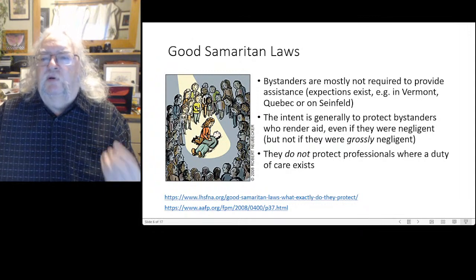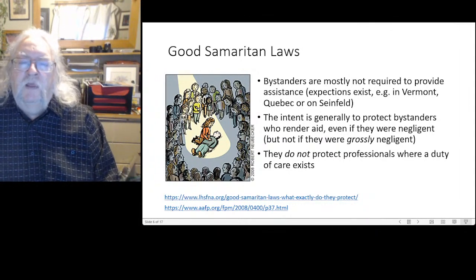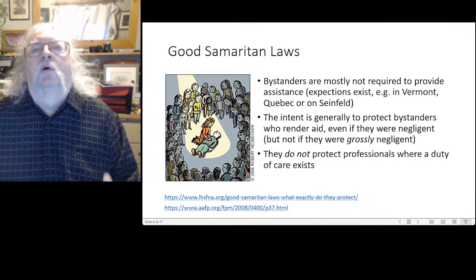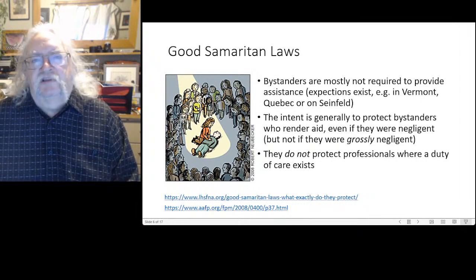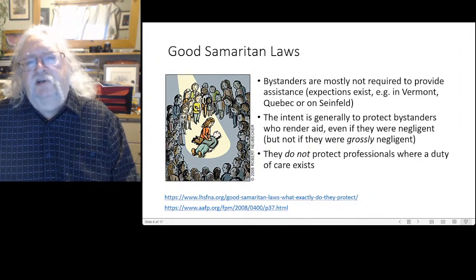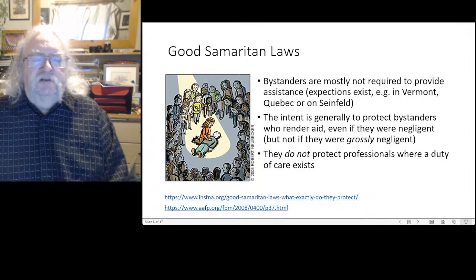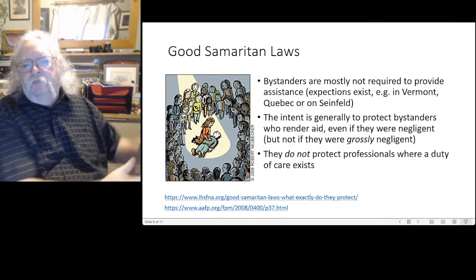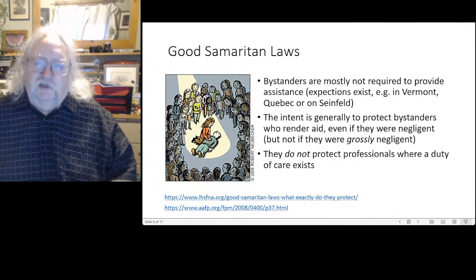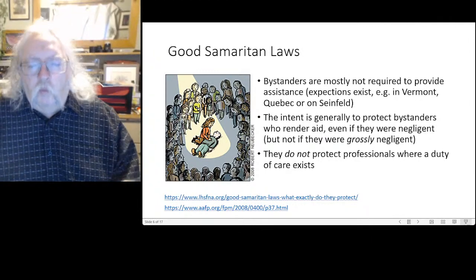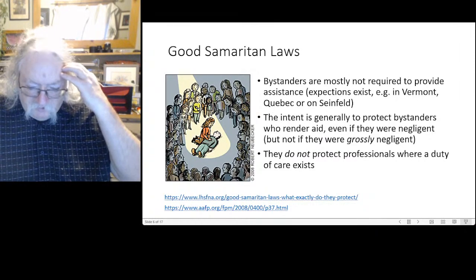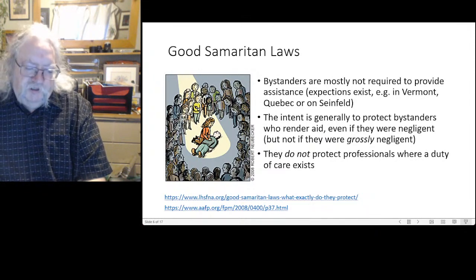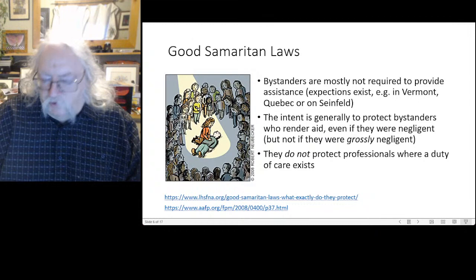And the idea here is to protect bystanders who render aid, even if they weren't very good at it, so long as they're not being grossly negligent. And what this does not protect are professionals where a duty of care exists. So you see, again, this cleavage between ordinary instances of helping people and helping people as a profession. And when we're helping people as a professional, then we're bound by the standards of the duty of care, which is to say, to act as a reasonable person would act.